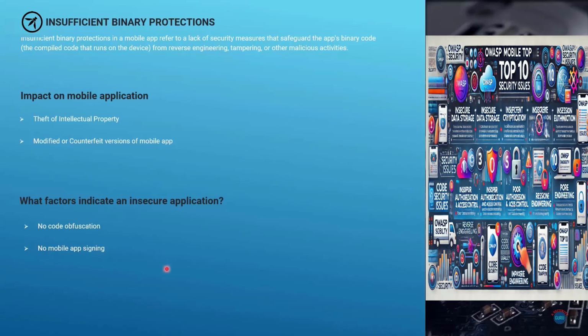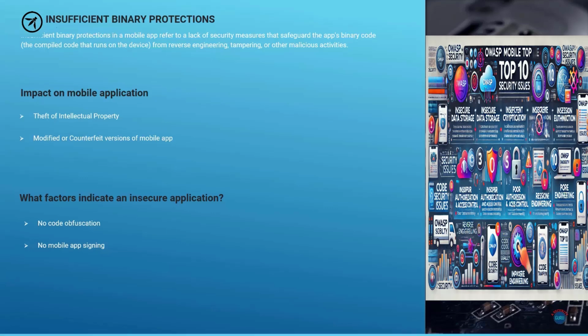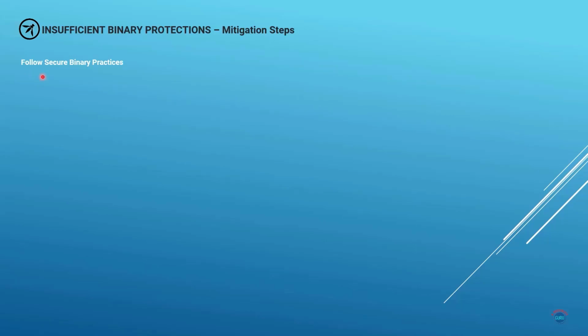Now let's see what are the mitigation steps that can help us to mitigate insufficient binary protection. First would be to follow secure binary practices. Let's see what are the recommendations. Use obfuscation tools to prevent reverse engineering attacks. It means your code should be unreadable to hackers, and this will help to prevent reverse engineering attacks.